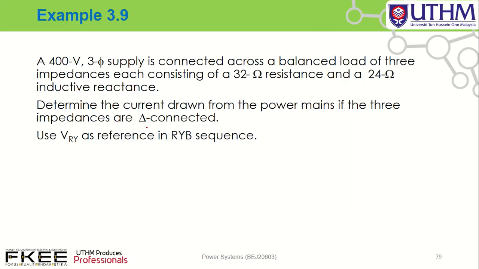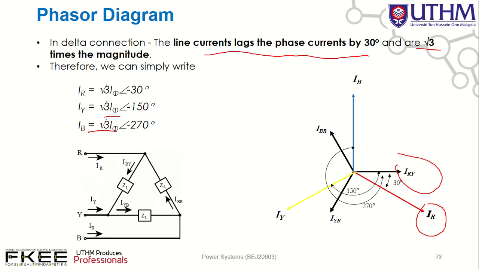So what we can conclude from here is that line current lags phase current by 30 degrees, and the magnitude of the line current is square root 3 times the magnitude of the phase current. We can see that the relationship of the line current and the phase current for the delta connected load is basically equal to the relationship of the line currents and phase current for the delta connected source.